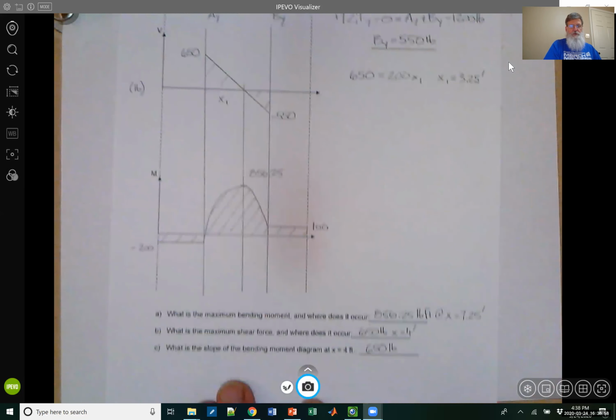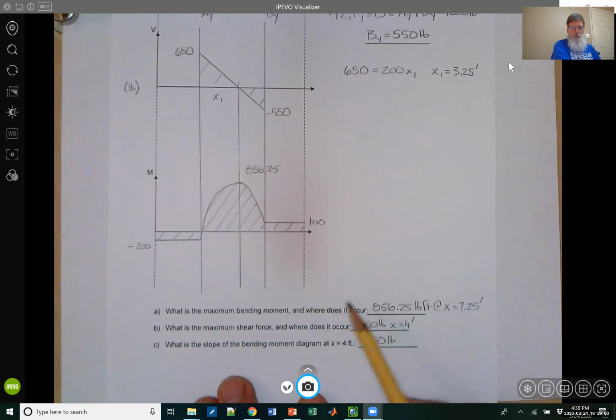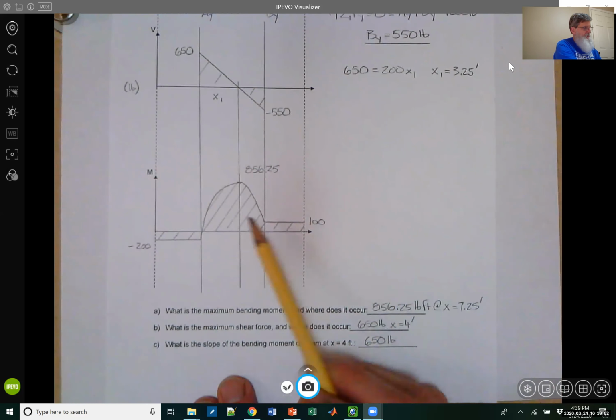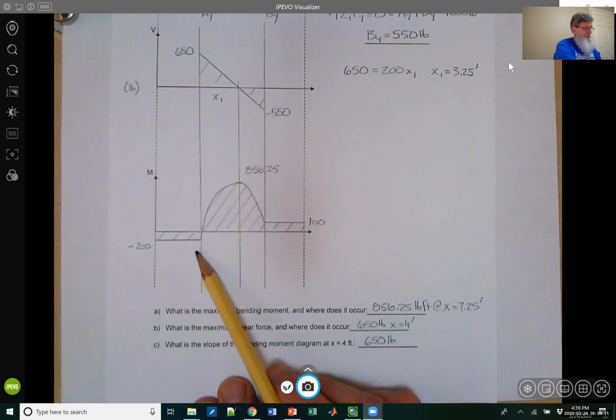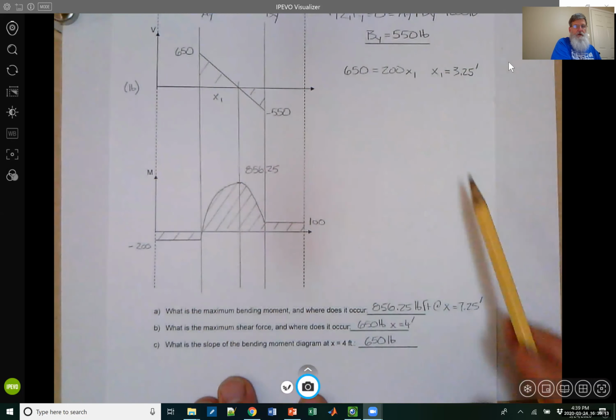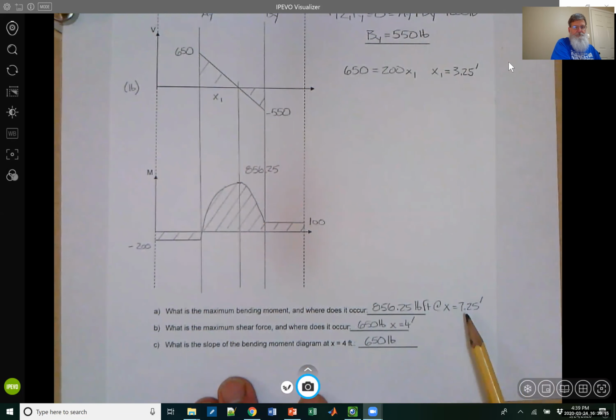So now answering the questions, what's the maximum bending moment? Where does it occur? In this case, there it is right there on the graph, 856.25 pound-feet happens right there at x1. So that would be 4 feet plus 3.25 or 7.25 feet.